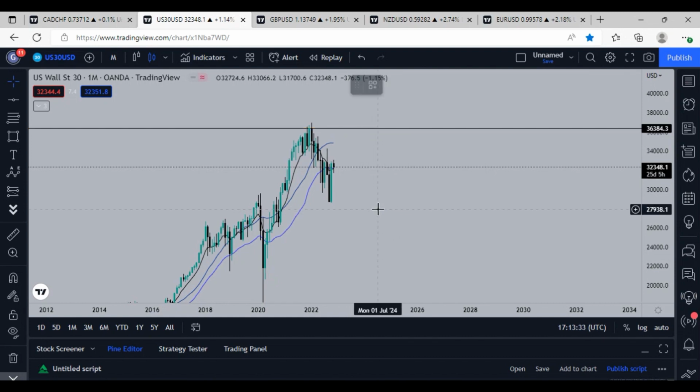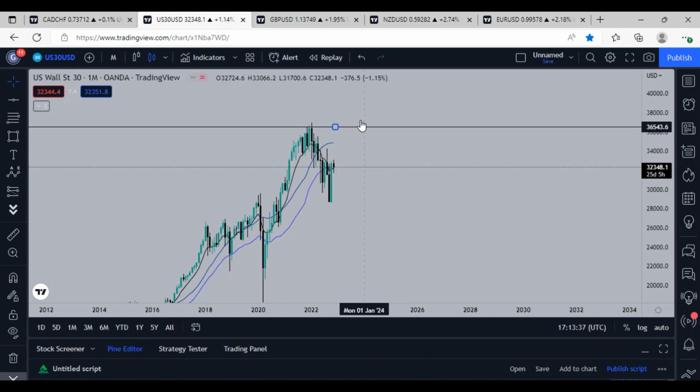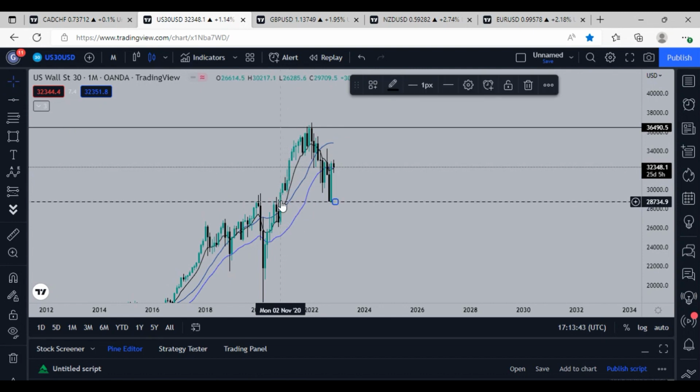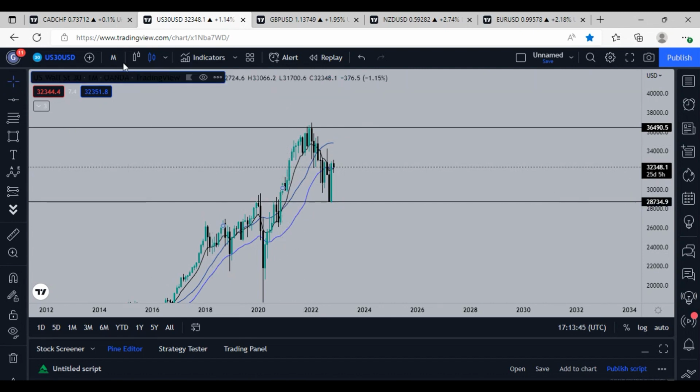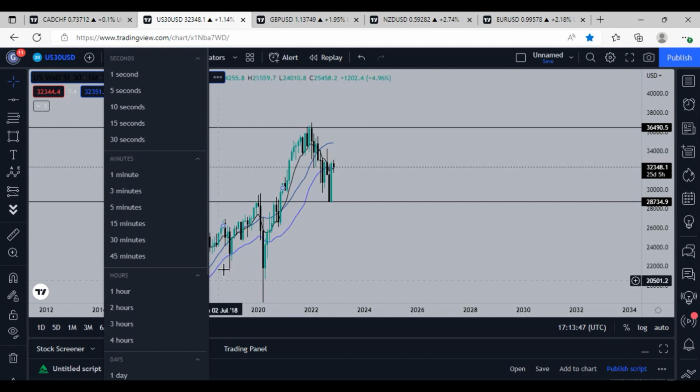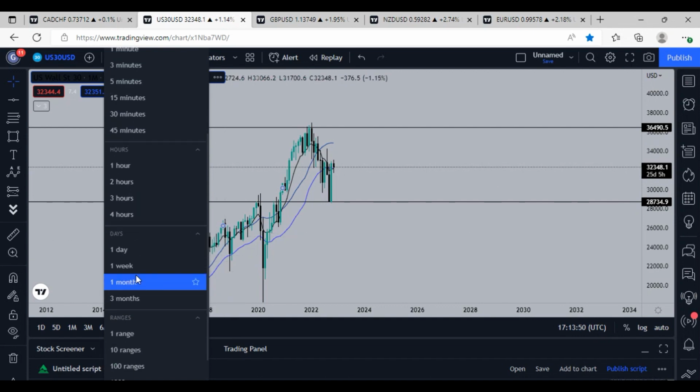Monthly. Set it at the body of the candle, and there is my support, because price can make that a support because we tested for buys.